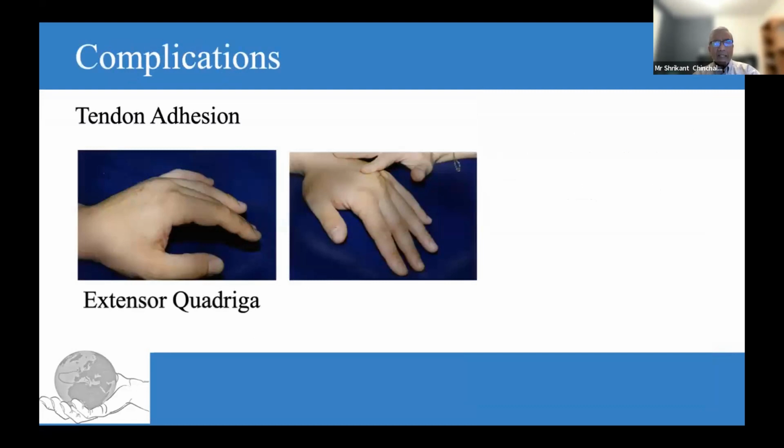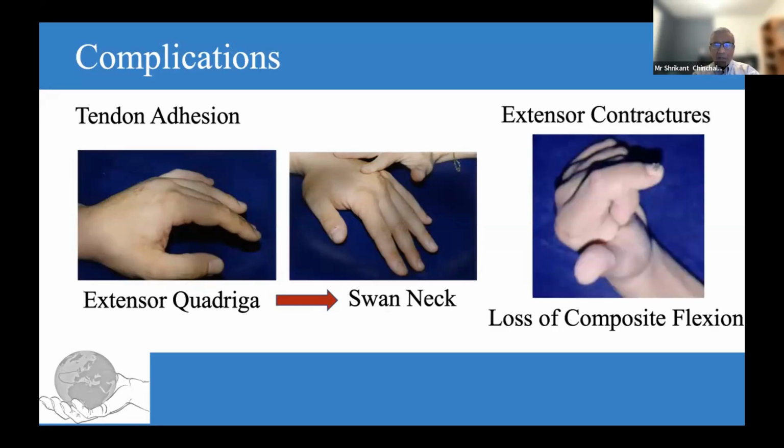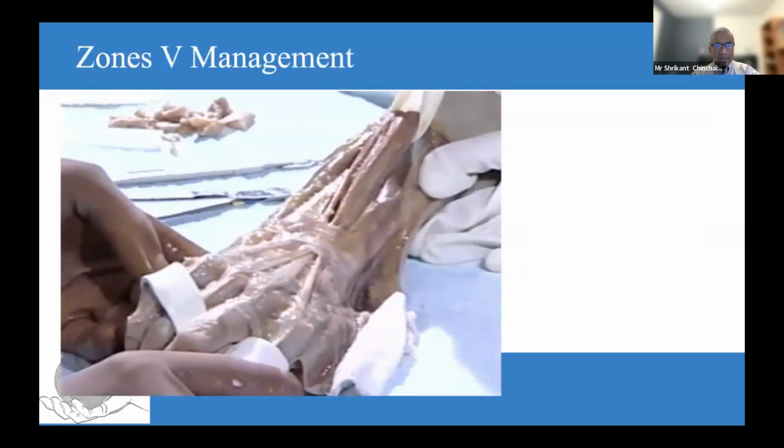The complications of these include tendon adhesions, as you see right there. And if the extensor tendon has limited proximal gliding at the metacarpophalangeal joint, then patients are going to have an extensor lag at the metacarpophalangeal joint, which will ultimately go on to develop extensor quadriga. This extensor quadriga eventually will lead to secondary swan neck deformity as a result of adaptive shortening of the intrinsics. Or patients may have a loss of composite flexion of the MCP, PIP, and DIP joints because of immobility.